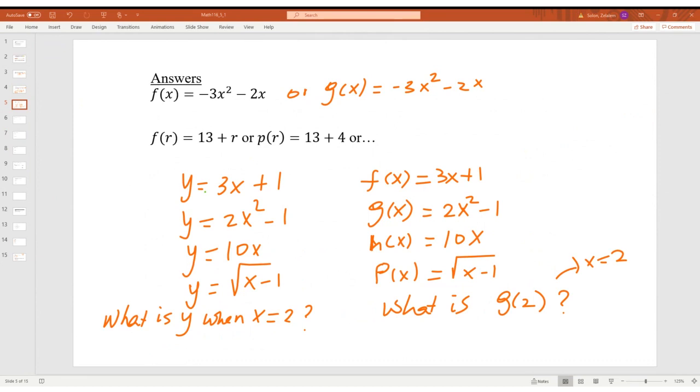Do you guys understand why we needed function notation? Any question? Did you understand why we needed function notation from this example? So it helps you identify which function we are talking about. It's like naming functions. If I say f of 2, you know I'm talking about the first function.